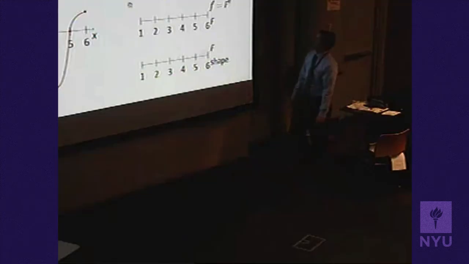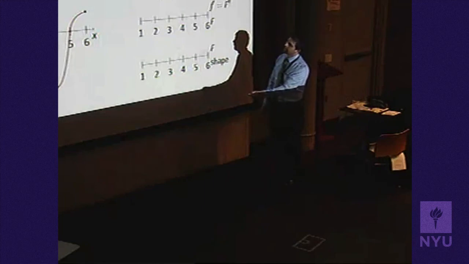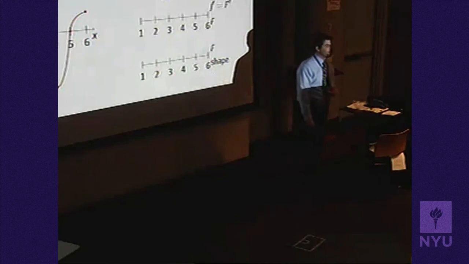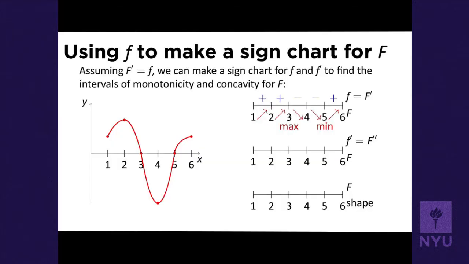Okay. So we can even find that this point here, x equals 3, is a local maximum for the function capital F. And this point here, x equals 5, is a local minimum for the function capital F. So monotonicity of capital F we can find by using the graph of little f, looking where it's positive and negative. How about the second derivative of big F?